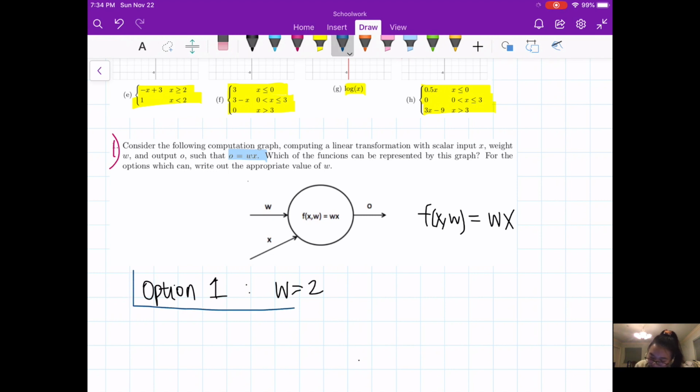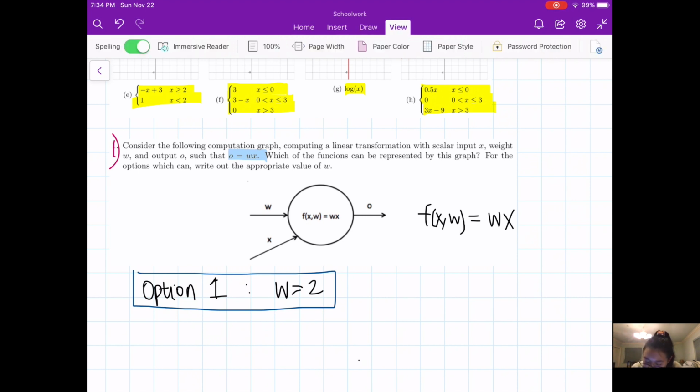So that is the only one possible for this computation graph. Cool. Now let's look at number 2.